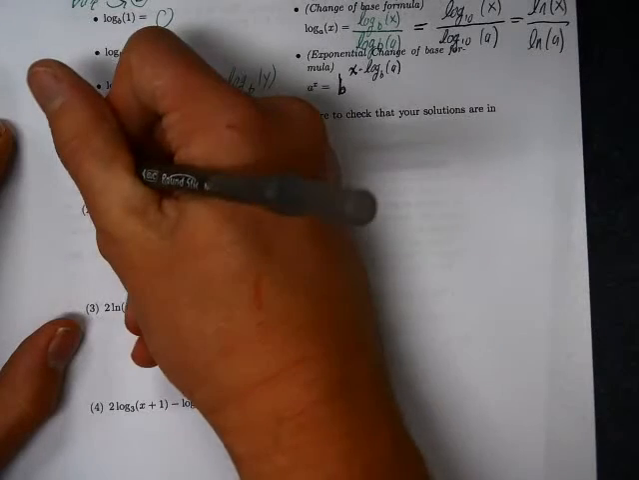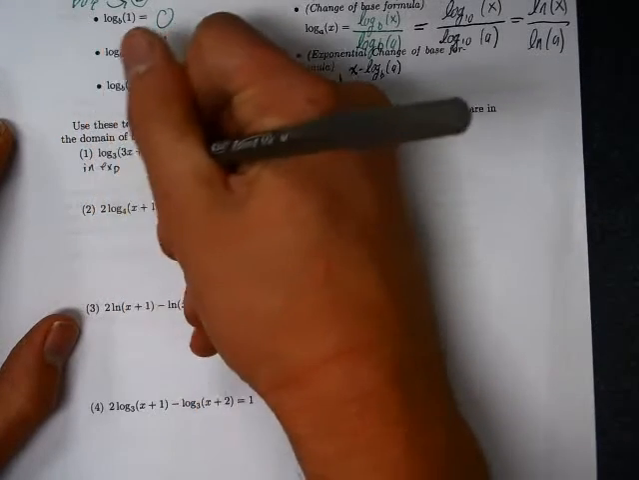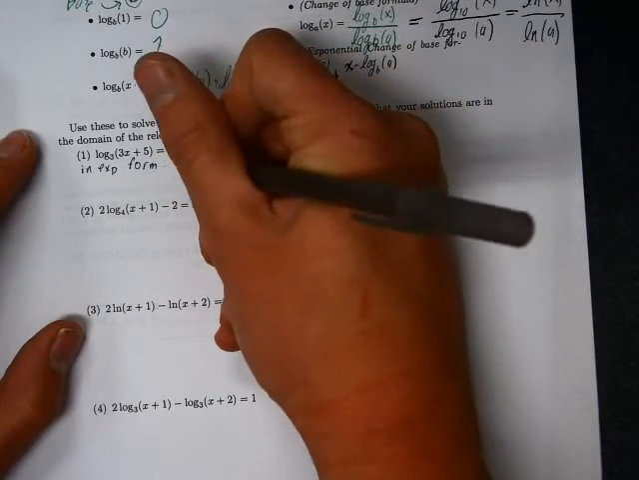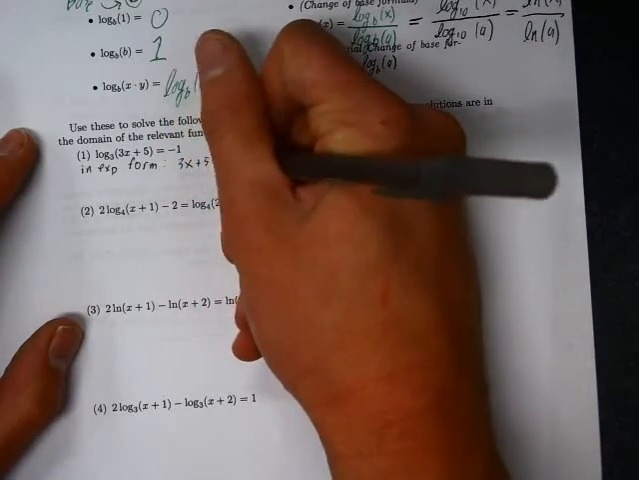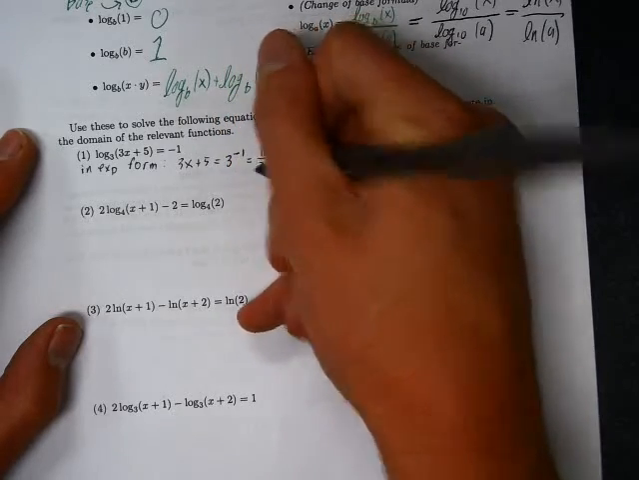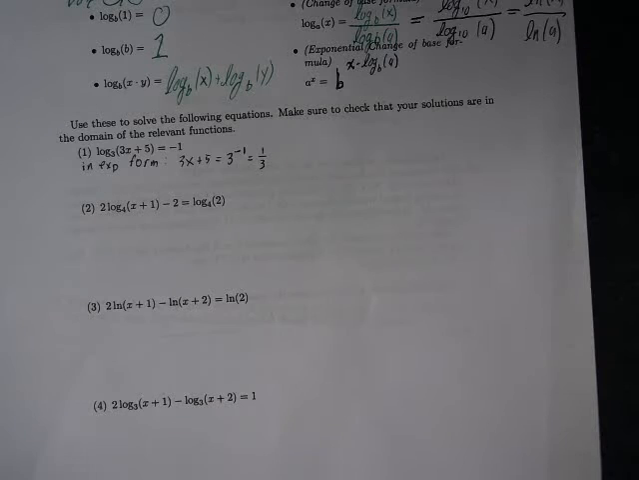So if you rewrite in exponential form, you'll get 3x plus 5 is equal to 3 to the power negative 1. Maybe you could say that's the same thing as 1/3 if you like fractions better than exponents. Does that look like an easy equation to solve now? Probably, right? It's linear.